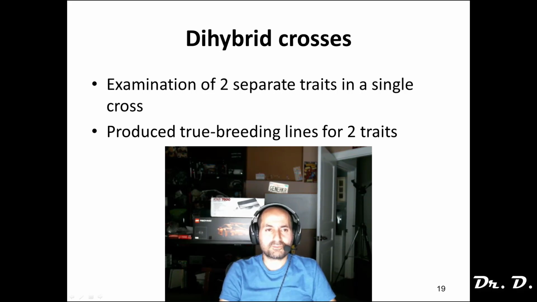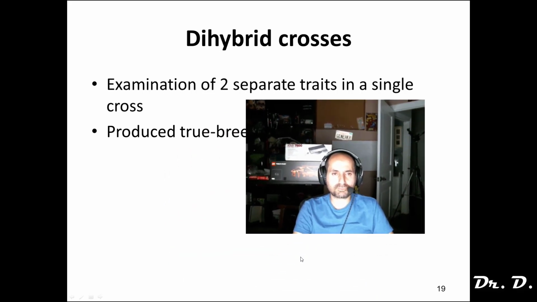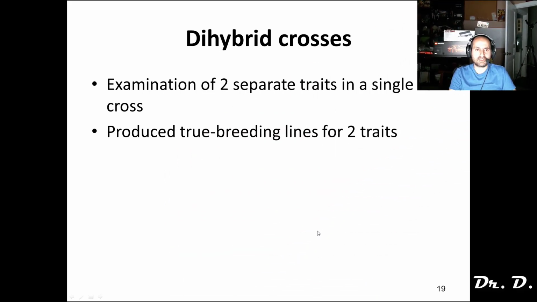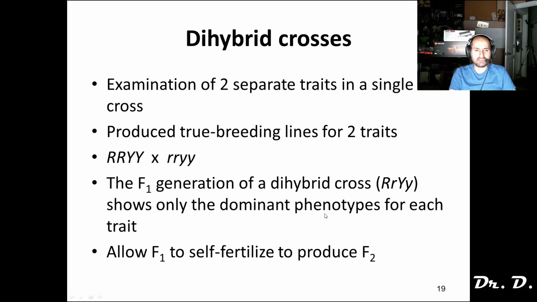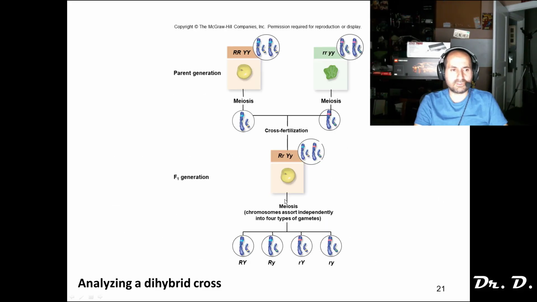All right, so next I'm going to explain the dihybrid cross and how Mendel thought to do this extended experiment here. The dihybrid cross examines two separate traits in a single cross. So what you're doing is essentially looking at two different things at once. What he did was he produced true breeding lines for two traits, and he wanted to see what happens when you cross them. So look here, in this case, look at the two traits he's crossing.